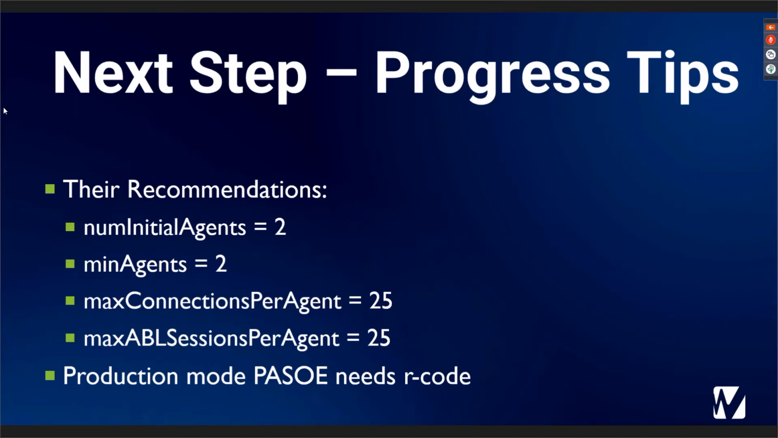So their suggestion for some of the parameters was initial agents 2, minimum agents 2, maximum connections per agent 25 at least, and if there is high usage, then you can make it even higher, let's say 35. And for the maximum available sessions per agent, it should be at least the same as maximum connections per agent. Another thing that they told us about is not to use the .p in our configuration, like in the startup procedures or shutdown procedures. But that happened only because we sent them the properties files for the dev environment, and there we had the .p instead of .r.